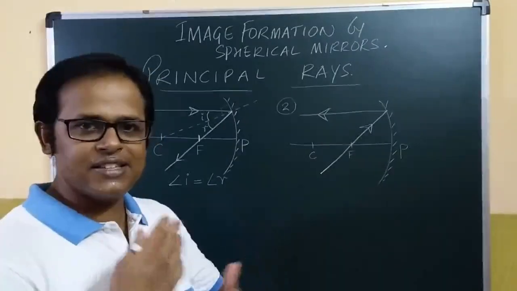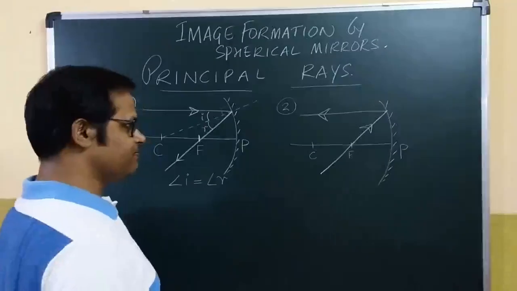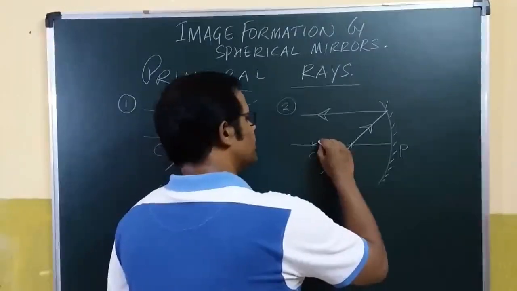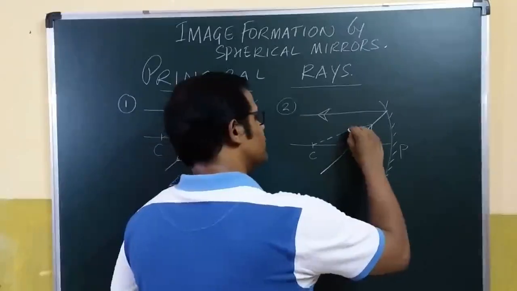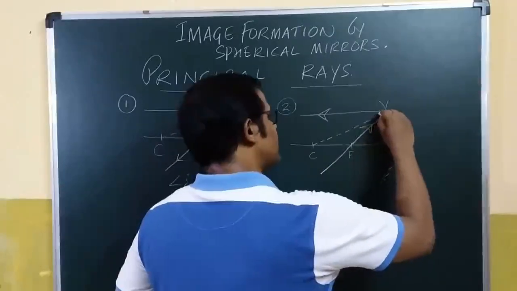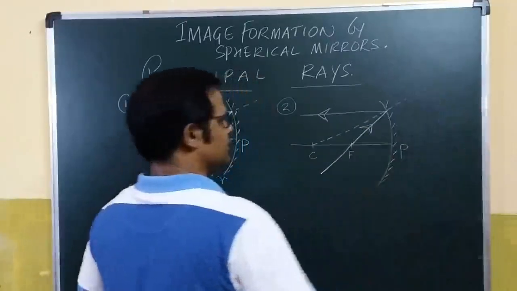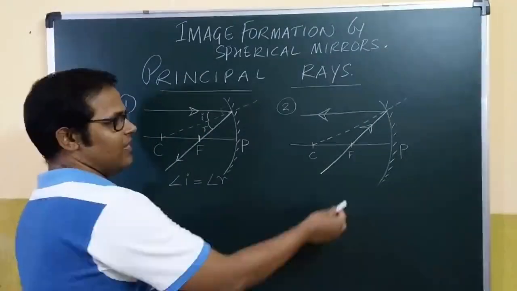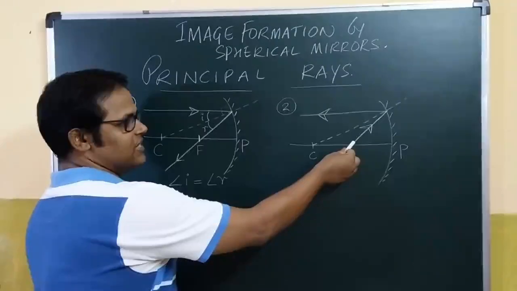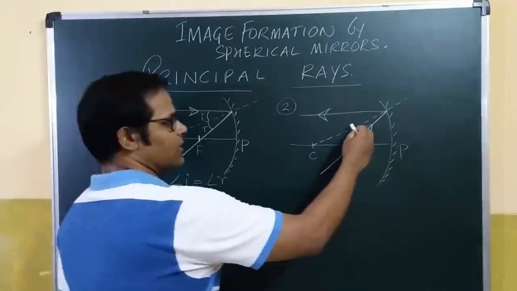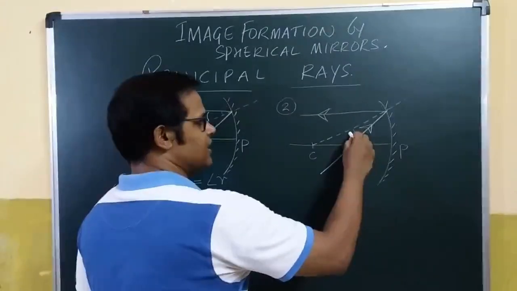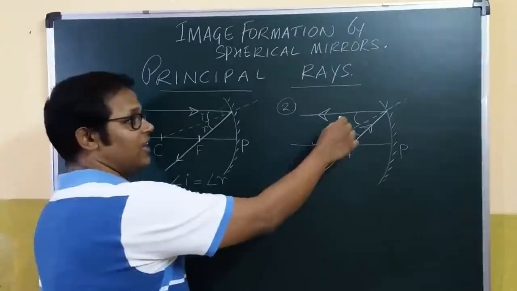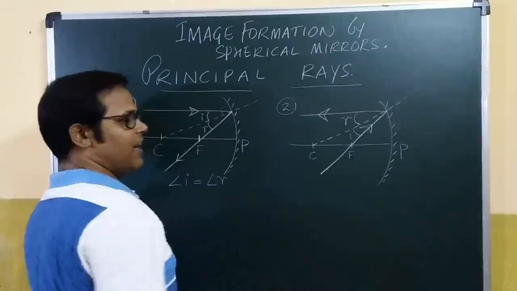It retraces its own path. So in this case, now if I have to draw the normal, it will be from the center of curvature, again passing right through the point of incidence. So my dear students, it's very easy to see the angle created between the incident ray now and the normal. This has to be your angle of incidence, and the angle created between the normal and the reflected ray, this has to be your angle of reflection.